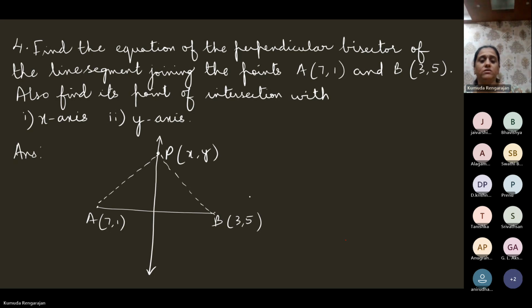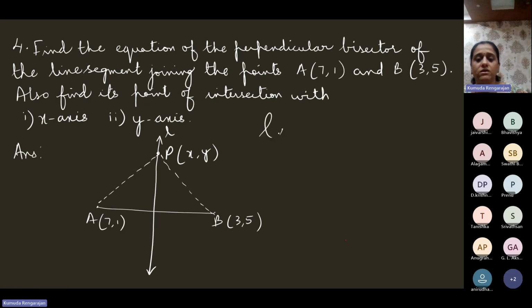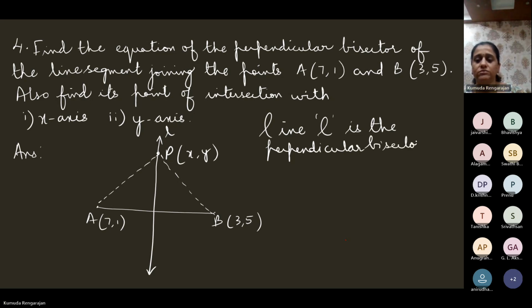Okay, so we know that, okay, let's define what this L is. L is the perpendicular bisector. Line L is the perpendicular bisector of AB.